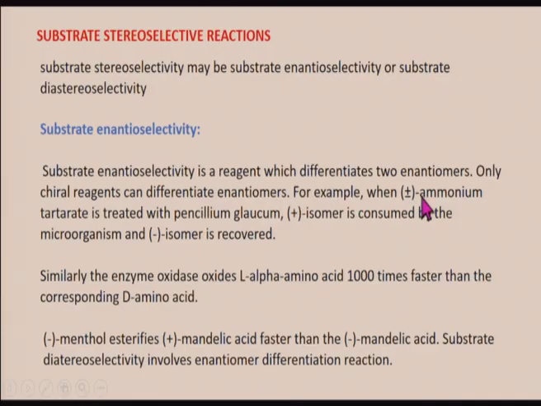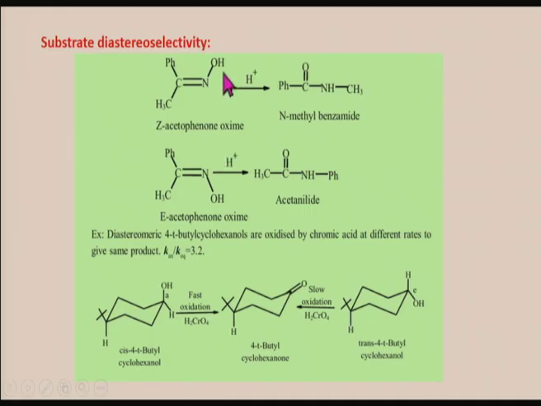Here for example, in this particular reaction there is ammonium tartrate when it is treated with Penicillium glaucum. So, this particular Penicillium glaucum consumes the plus isomer, right, and we will get the minus isomer as a pure form here, right. So, one isomer is consumed by this particular Penicillium glaucum here, right. So, this is the selectivity, you can see the selectivity in this particular reaction. So, this is called the substrate enantioselectivity.